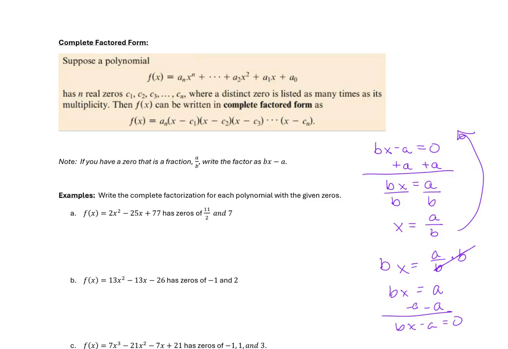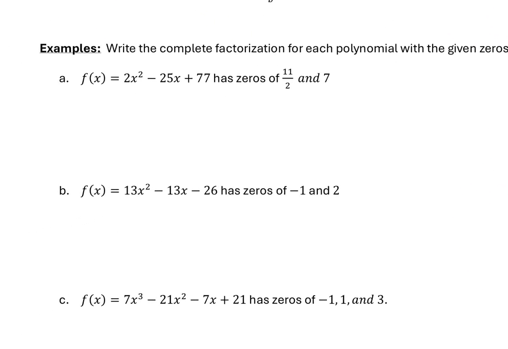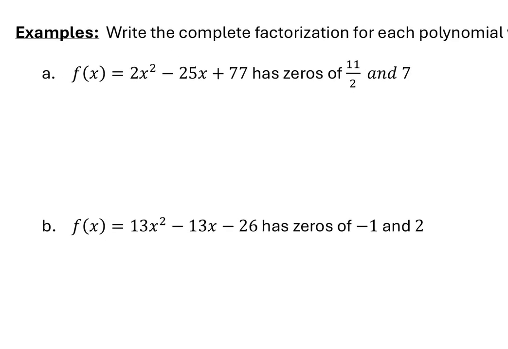All right, so the first thing that we're going to go ahead and start with is we're going to be given zeros, and we want to use this in order to write our polynomial in factored form. If we start with example A, we have zeros of 11 over 2 and 7. So what we can do is say, okay, this is my first zero, 11 over 2. And I can rewrite this as a factor of x minus 11 over 2.